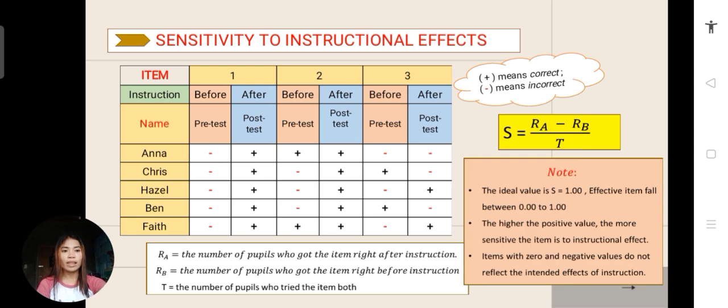So note that the ideal value of S is 1 and the effective items fall between 0 and 1. Then, the higher the positive value, the more sensitive the item is to instructional effect. Then items with 0 and negative values do not reflect the intended effects of instruction.